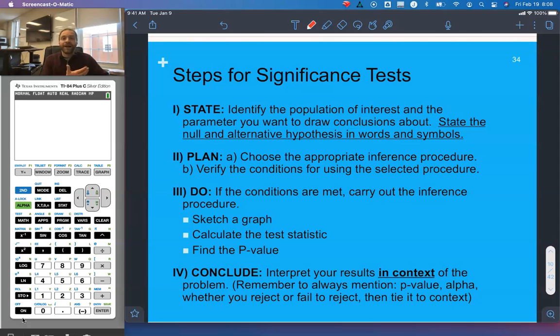If the conditions are met, you carry out your inference, which is a sketch of the graph. So, I could go back to the graph that I sketched about Mary and Lloyd. That was a distribution curve. And then calculate the test statistic. So that shows you a location on it. And then the p-value was your probability. So I think that is a step we're familiar with. And then concluding, you're going to interpret results in context. And notice you need to mention the p-value, your probability, something called an alpha level, and whether you reject or fail to reject. So these are the steps for the 4-step process. And we're going to break some of these down in the next example.